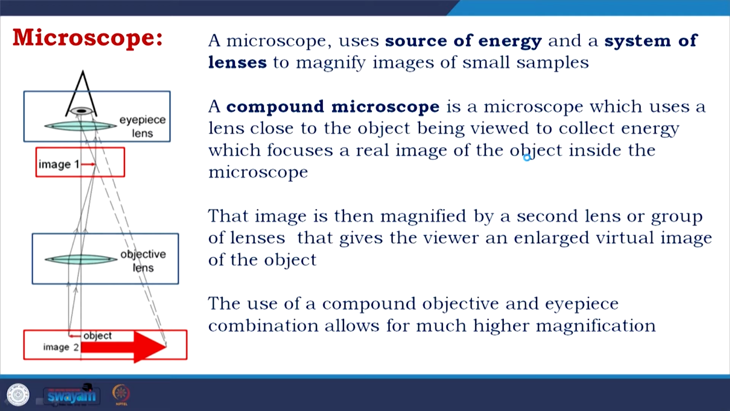A compound microscope is a microscope which uses a lens close to the object being viewed to collect energy, which focuses a real image of the object inside the microscope. That image is then magnified by a second lens, or more importantly a group of lenses, which is now used in modern microscopes, that gives the viewer an enlarged virtual image of the object. The use of a compound objective and eyepiece combination allows for much higher magnification.